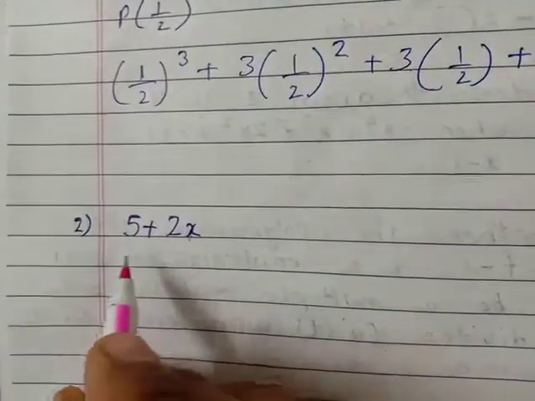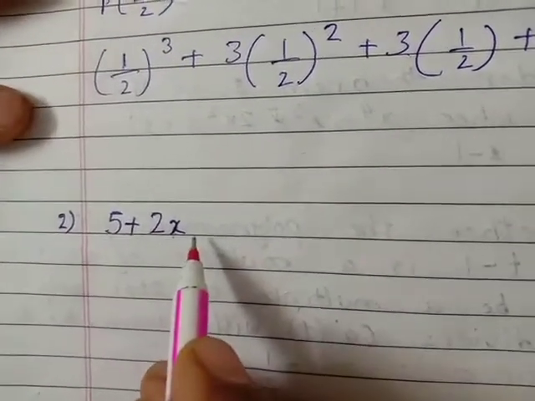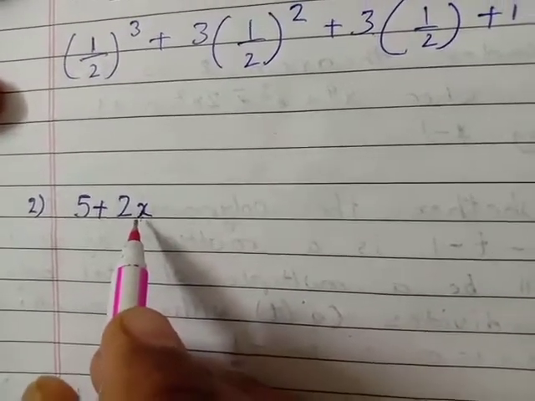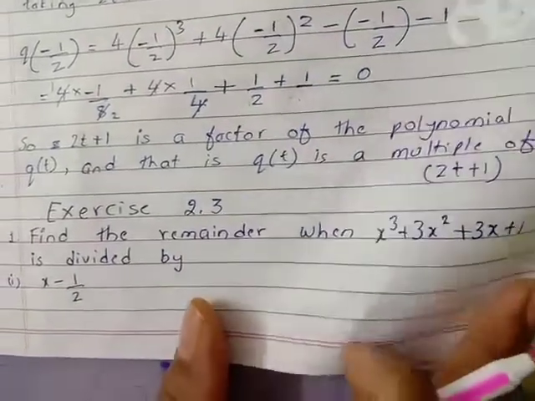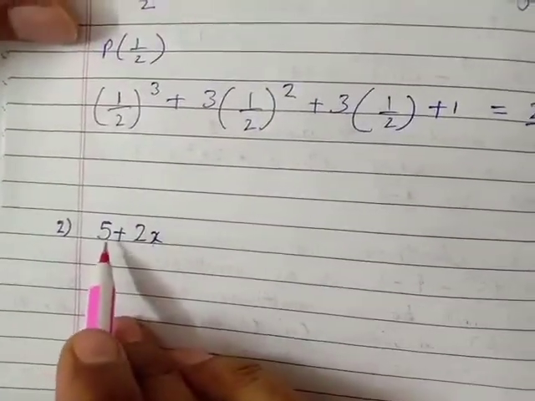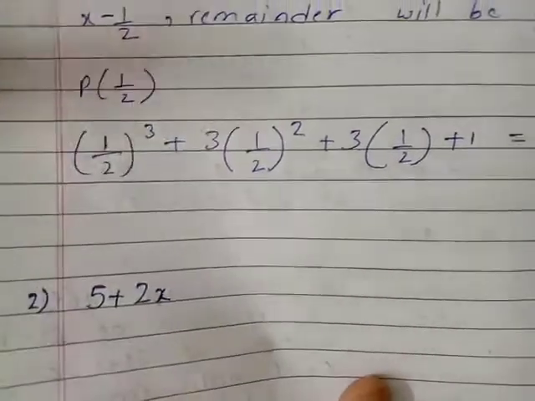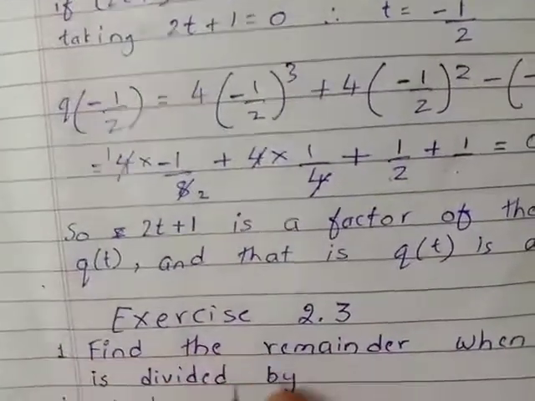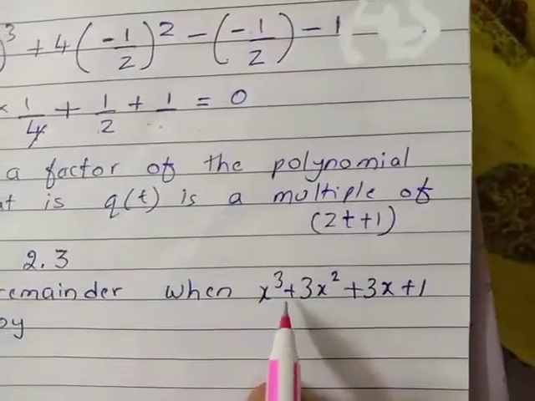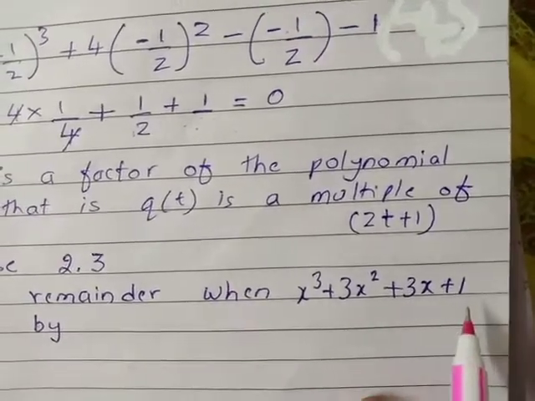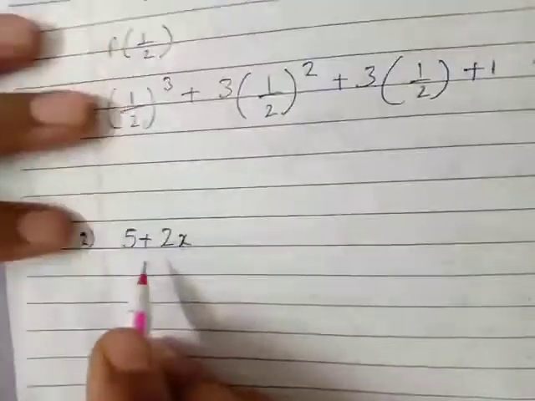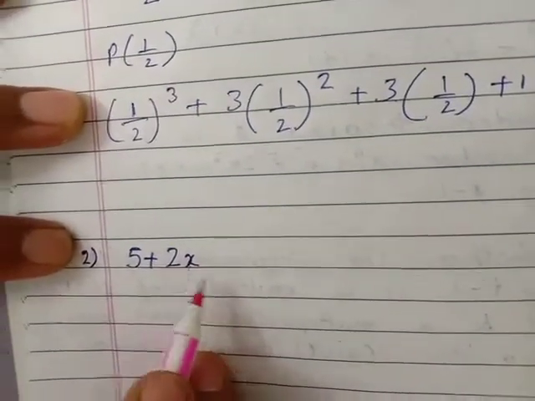Solve one more example, 5 plus 2x. You have to find the remainder. The question is the same. Now 5 plus 2x, you have to put this 5 plus 2x to find out the remainder in this equation, x cube plus 3x square plus 3x plus 1. You have to find out the remainder. So putting this equation as 0.